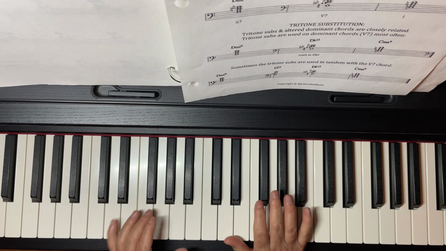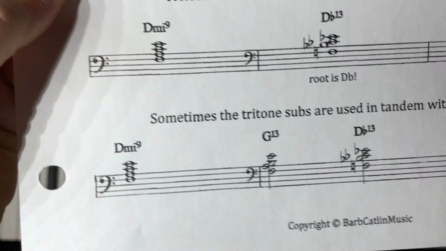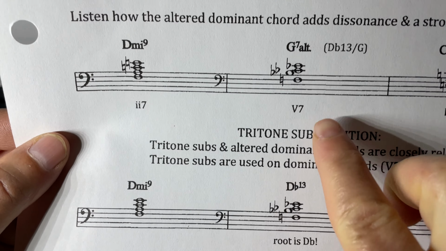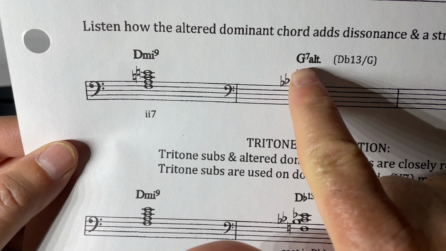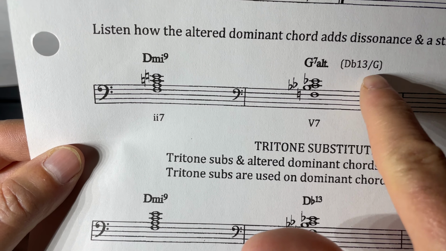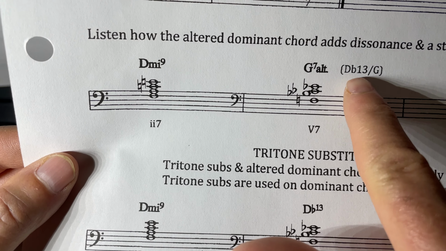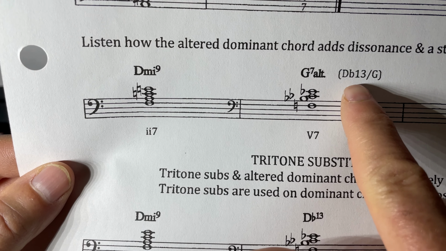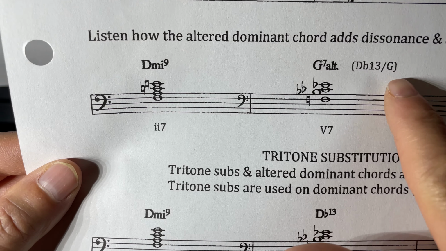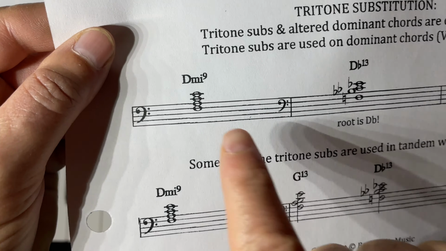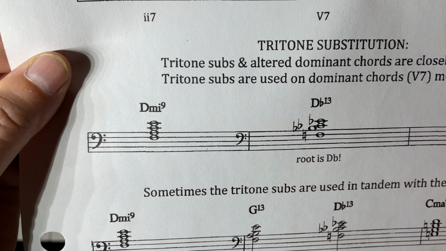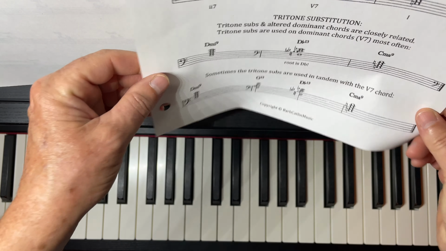So tritone substitution, if you look down here, it's the same thing, only the bass player now is going to play the D flat. Up here, when it's an altered chord, the bass player is playing a G. That's why it's a slash chord here: D flat 13 with a G in the bass. Piano players play the stuff to the left of the slash. Bass players play the stuff to the right of the slash. Here's a 2-5-1 where the bass player is playing the D flat. So it's the same thing.